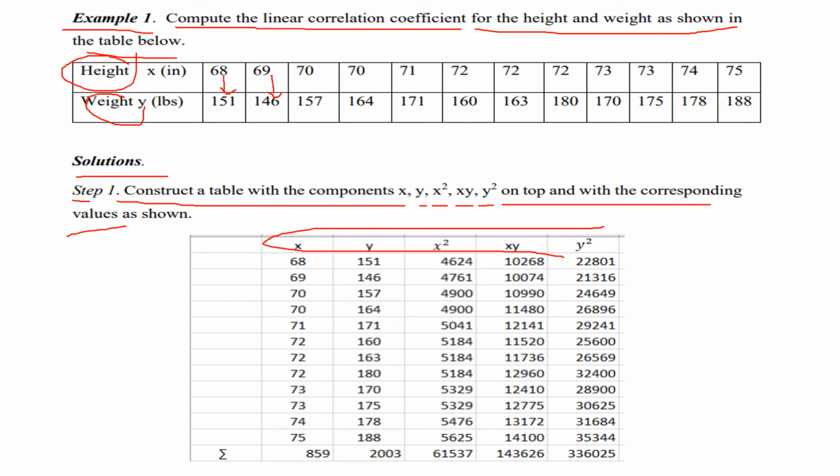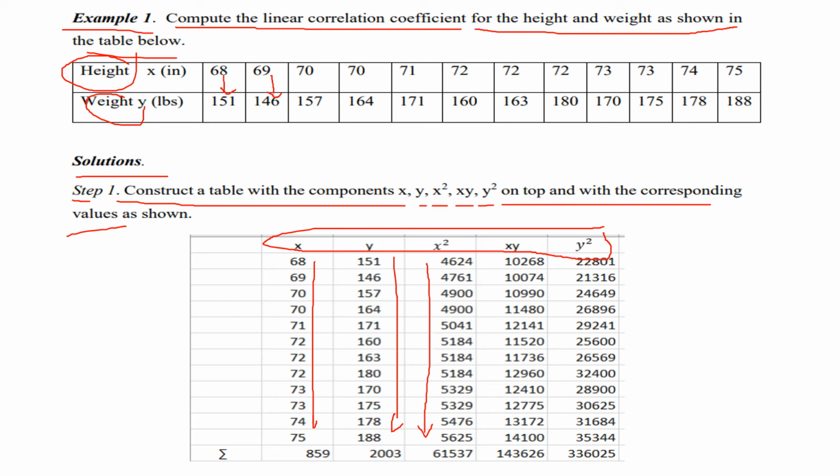Your x, y, x squared, xy, and y squared here at the top of your table. So less confusion on our part. We need to tabulate all the given values. Then we list down all the given values for your x in your second column, then for your y in your third column.